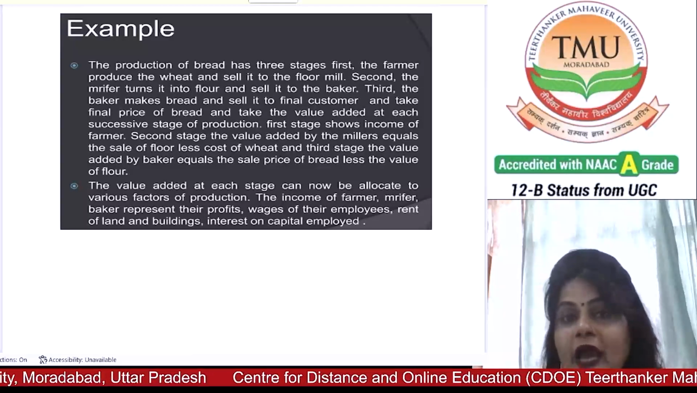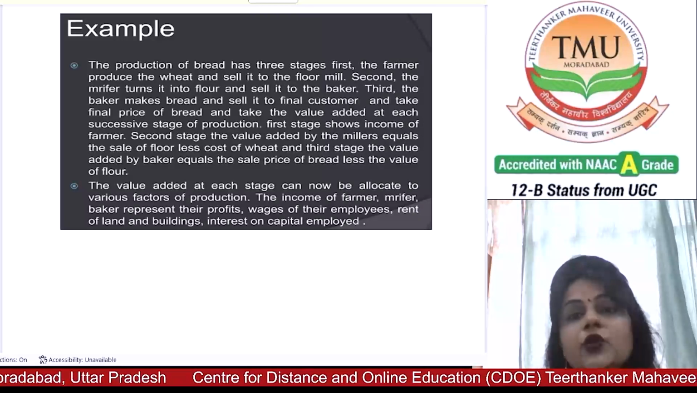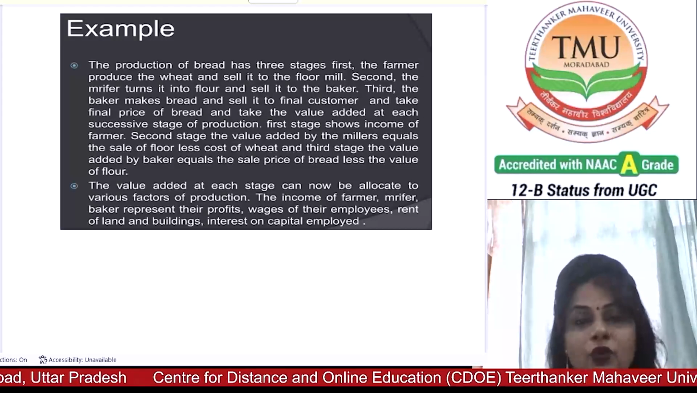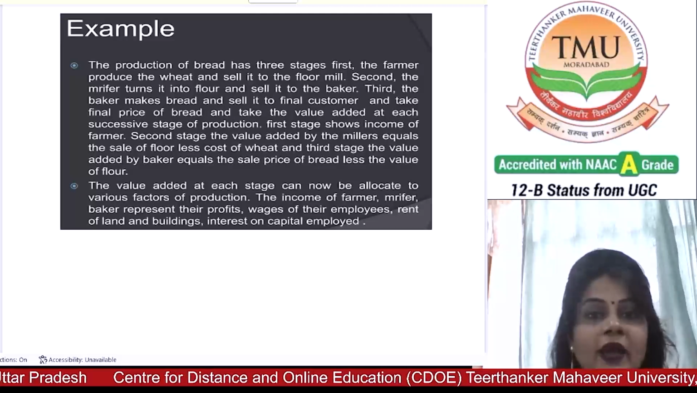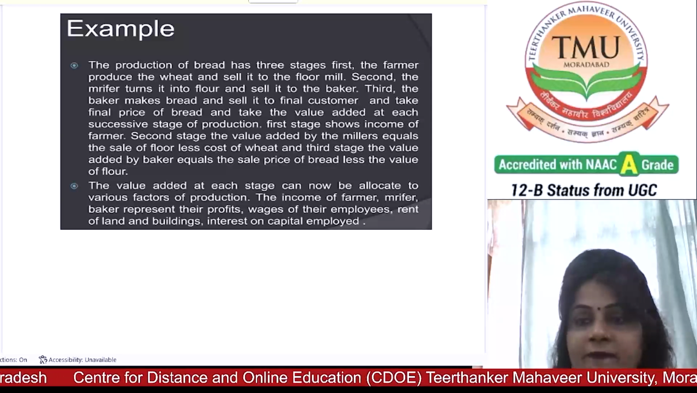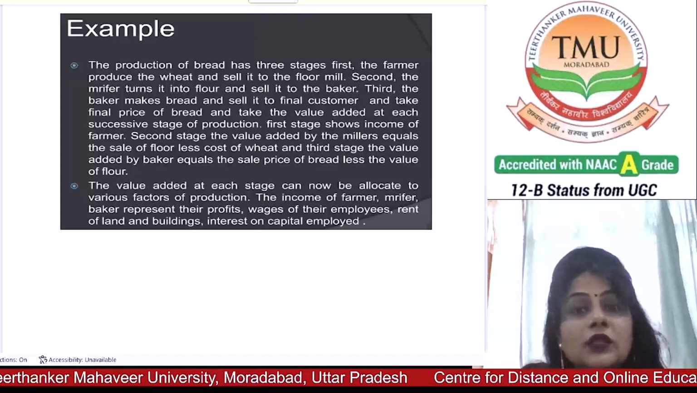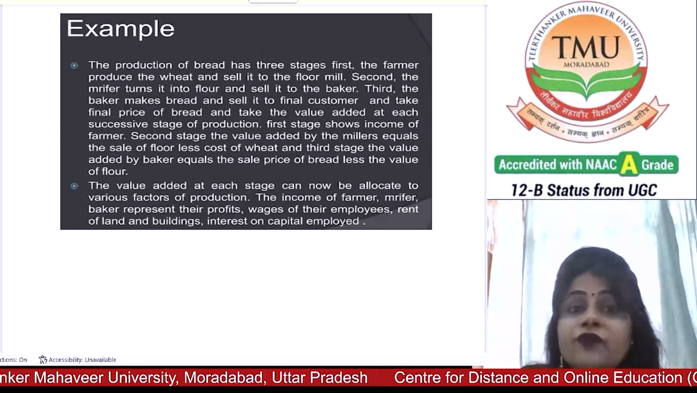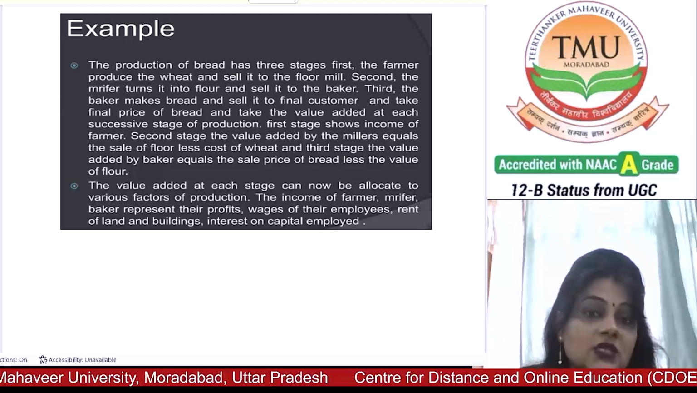The production of bread has three stages. First, the farmer produces the wheat and sells it to the flour mill. Second, the miller turns it into flour and sells it to the baker. Third, the baker makes bread and sells it to the final consumers at the final price of bread, taking the value added at each successive stage of production.